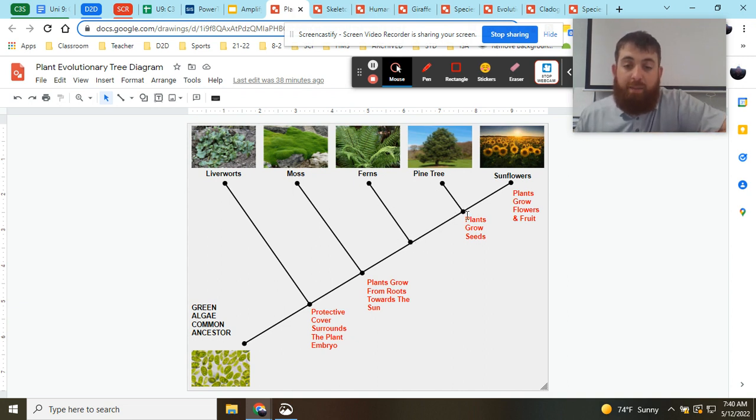After that, we have a common ancestor with pine trees that has the plants growing seeds on the outside. And then last but not least, we have our final species, our most recent one, with plants growing flowers and fruits like the sunflowers. So when we look at this, we see our common ancestor, we see the different species that show up in our evolutionary timeline, and we see the traits that occur at different common ancestral points.